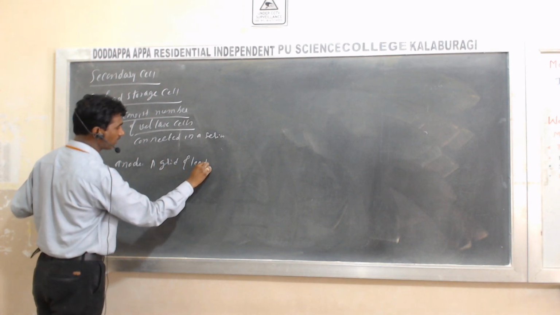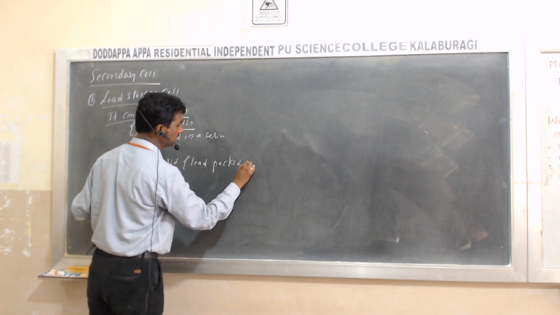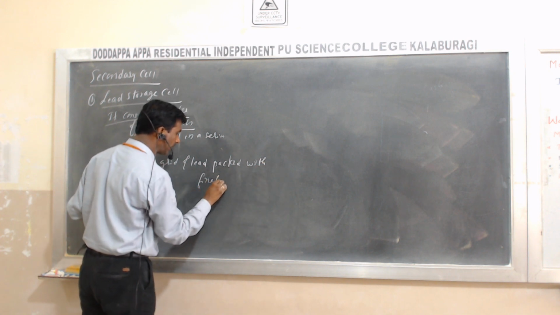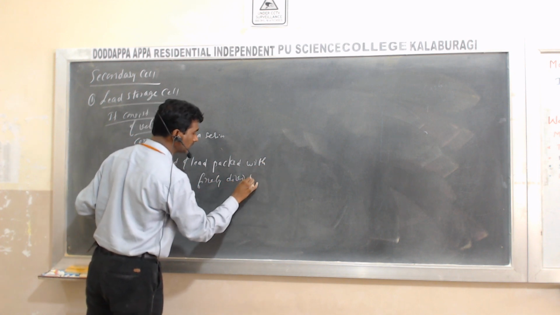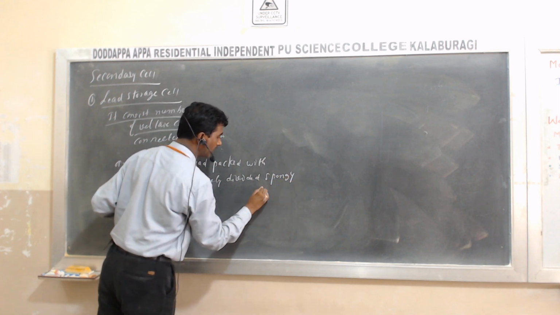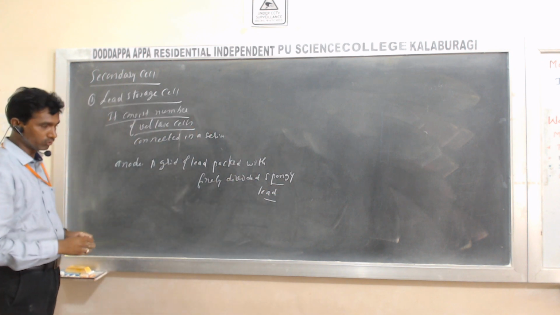Lead is packed with finely divided spongy lead. Finely divided spongy lead. So it acts as an anode.